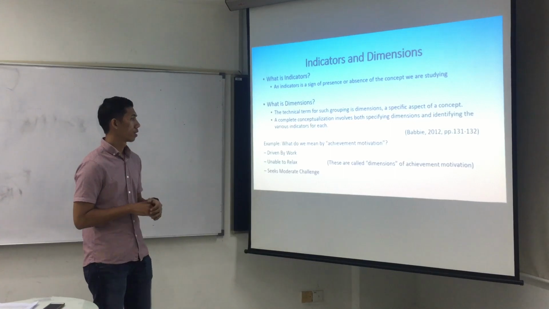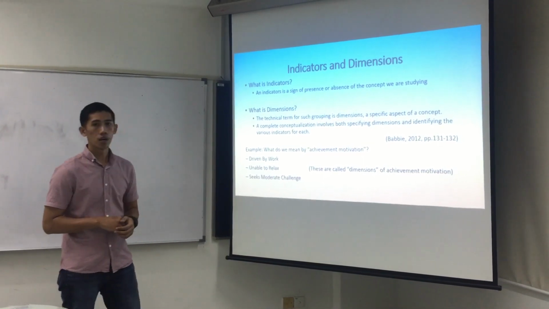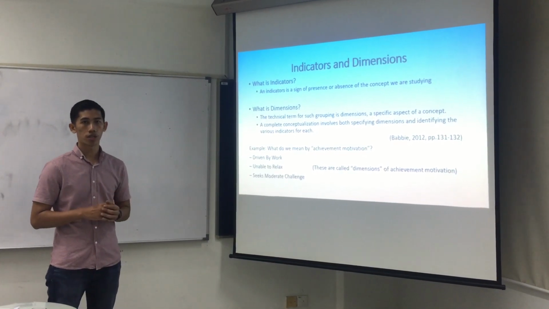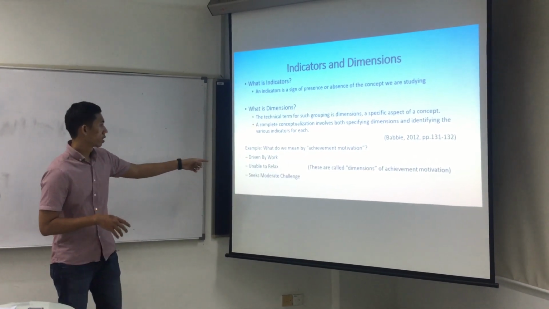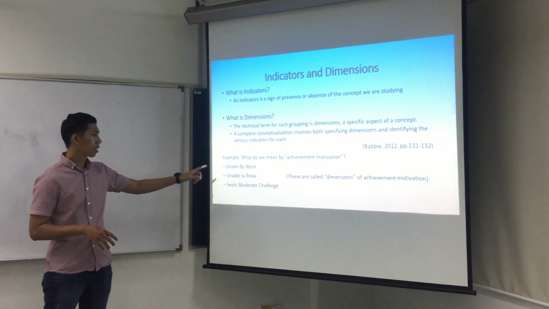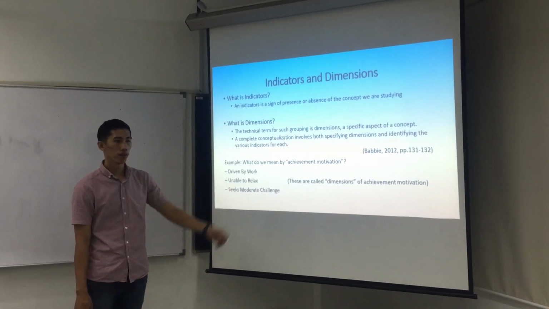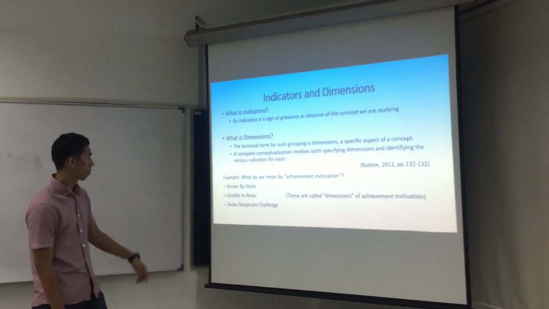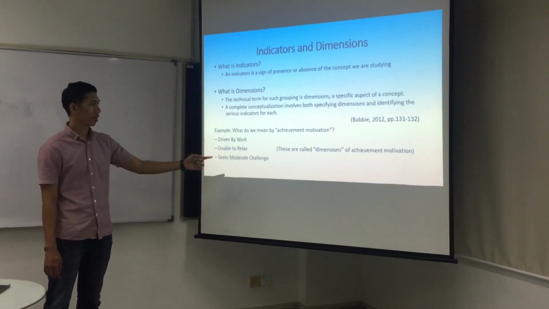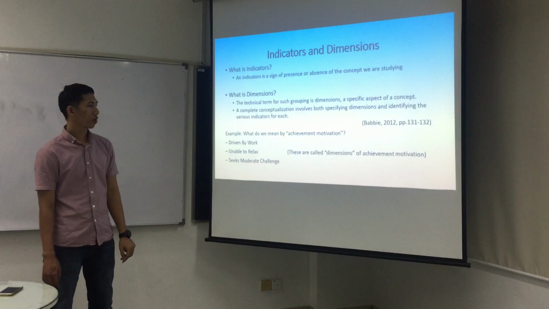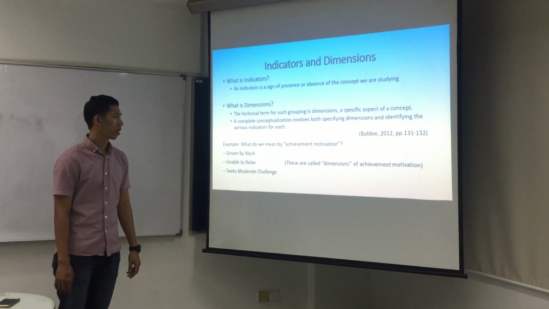For example, the achievement motivation. Achievement motivation is the concept of the study. So, driven by work is called a dimension of achievement motivation, followed by the other dimensions, unable to relax and seeks moderate challenge. So these three are called dimensions of achievement motivation.